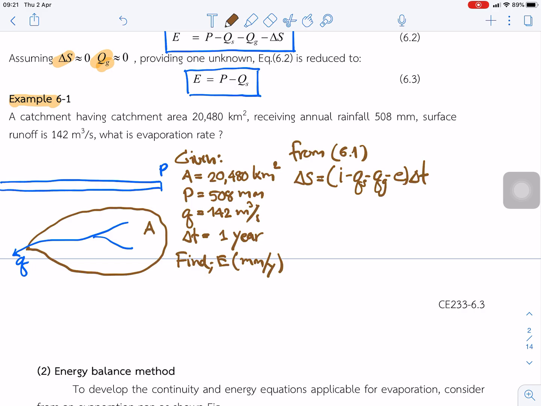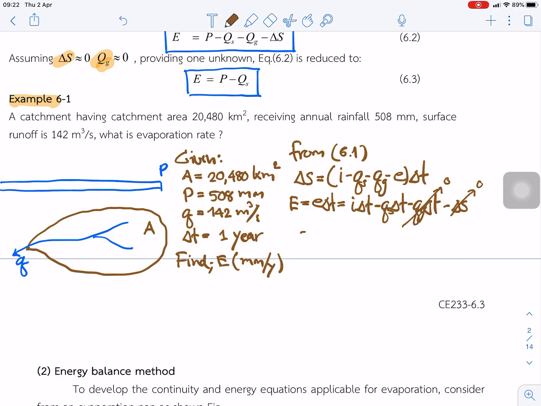Start from the bottom equation, and E, the evaporation rate times the time step, is equal to I delta T subtract QS delta T subtract. In this case, we assume that for 1 year the change of storage is 0 and no groundwater, so we have one unknown.